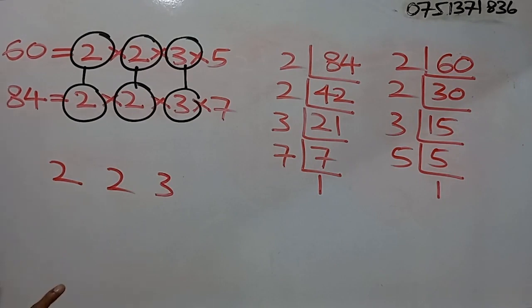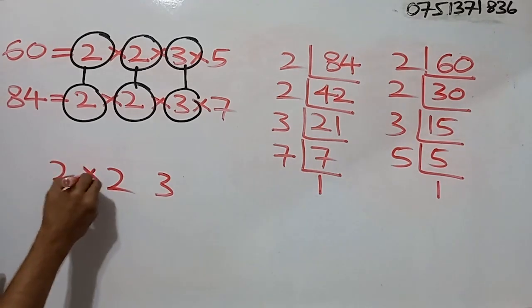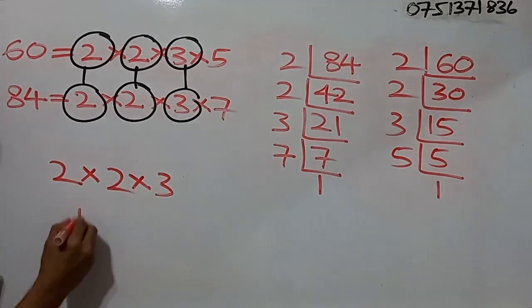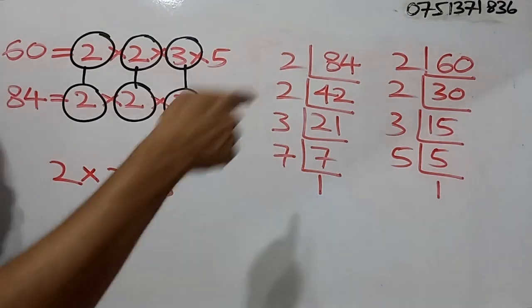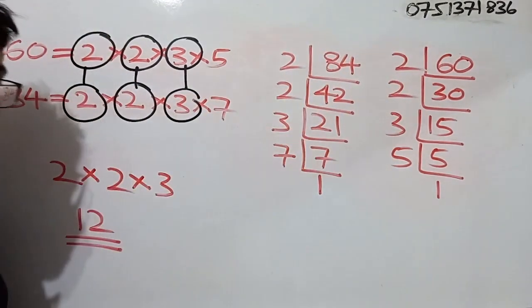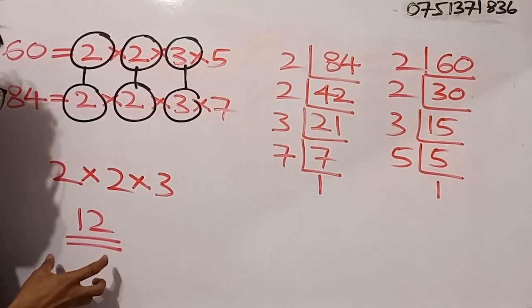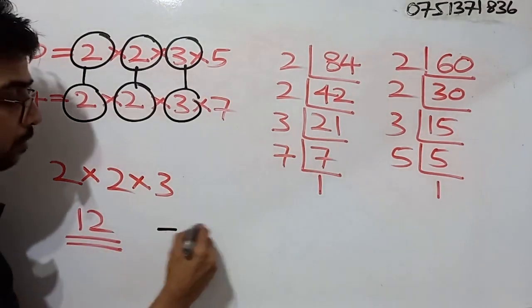Then what do we do? We will take the product. That means simply multiply these numbers. So 2 into 2 that is 4. 4 into 3 that is 12. Right. So we get the answer as 12. That means if we consider these two numbers and we calculate the HCF, what will be the value? 12. Right. So for this part you will be getting 1 mark.